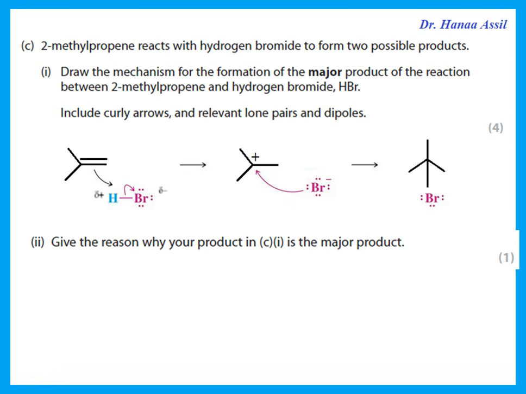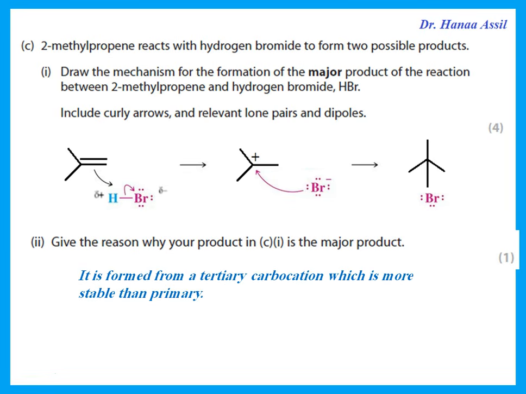So when he says give the reason why your product is the major product, we say it is formed from a tertiary carbocation. So this would be more stable than if we were to put the hydrogen on the tertiary, so that the other one would be a primary carbocation.